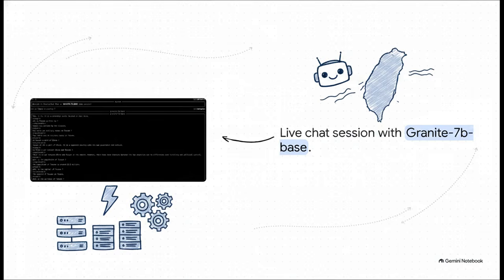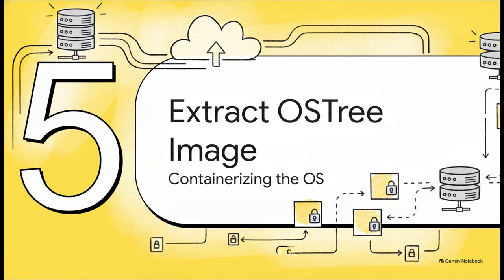And here is our ultimate payoff. By executing ilab model chat, we get a live, responsive AI assistant. We can query geopolitical and geographical data about Taiwan, which perfectly demonstrates the local model's ability to process complex prompts and generate text right from our newly configured bare metal hardware. I mean, we've gone from an empty server to a live AI chatbot. How cool is that?